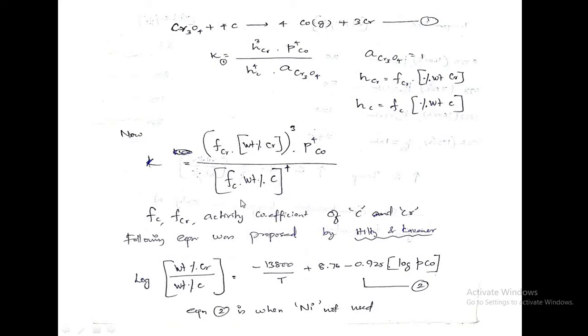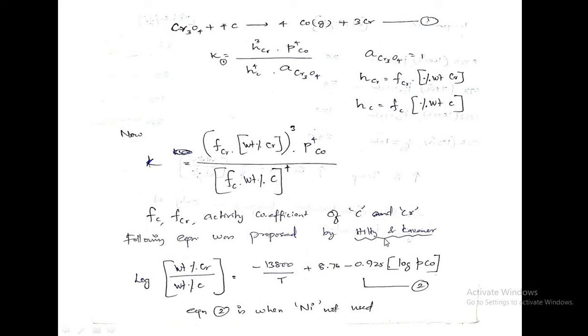If you substitute that, we get K is equal to f_Cr into weight percentage of Cr to the power 3, divided by P to the power 4 of CO. We form the equation like this. So just write the activity of products by the activity of reactants.